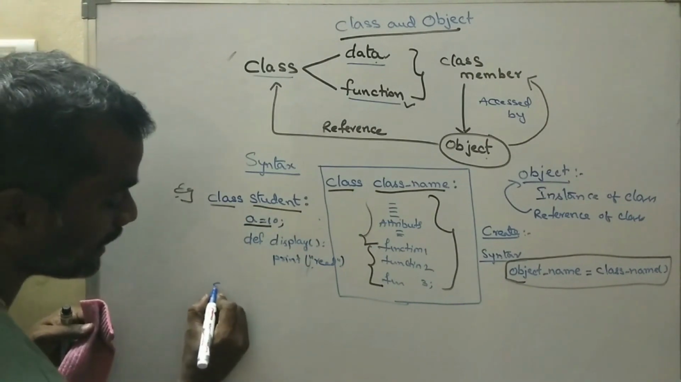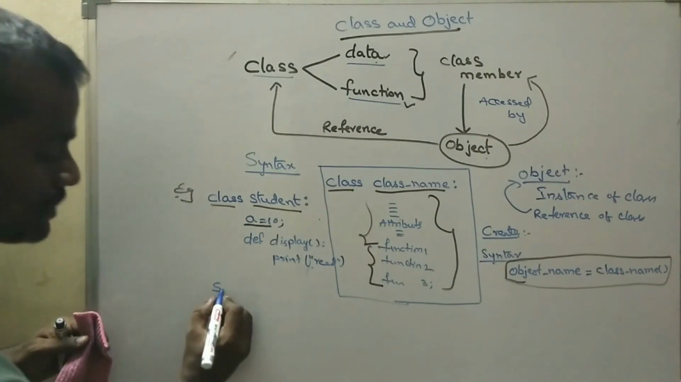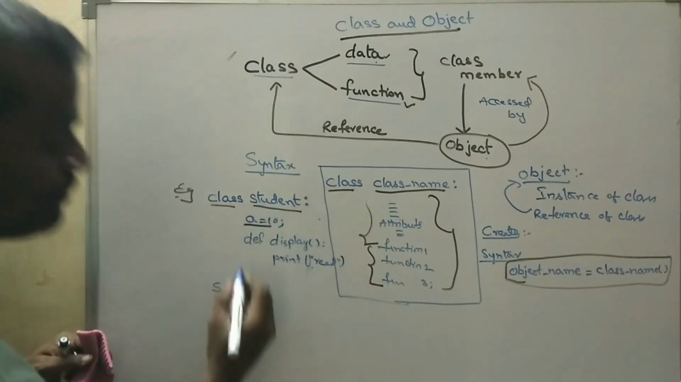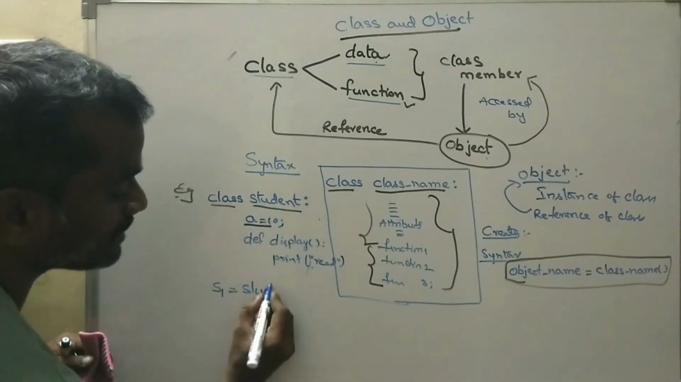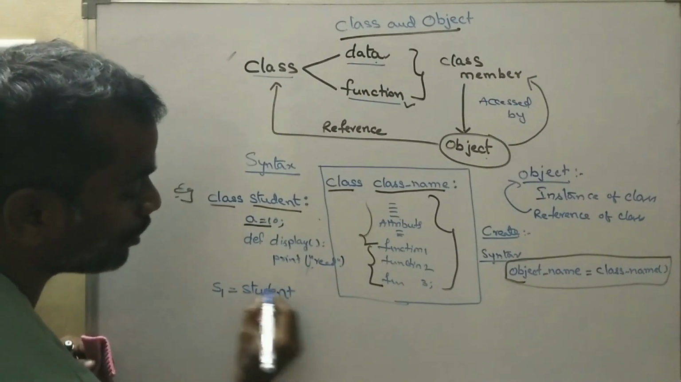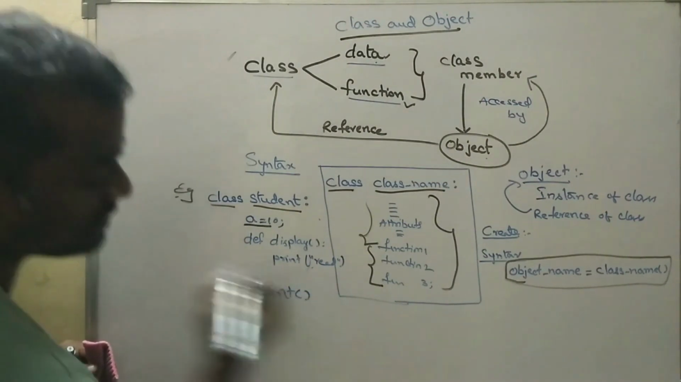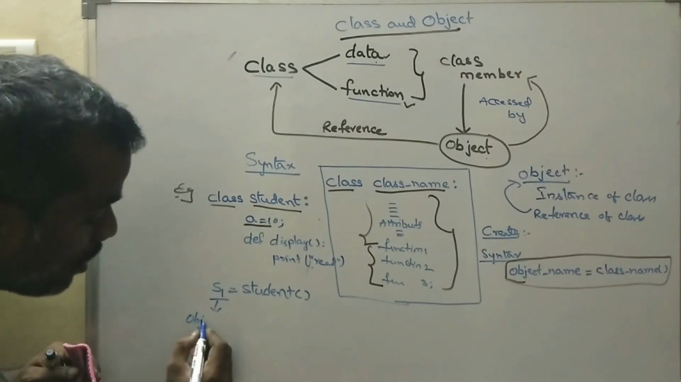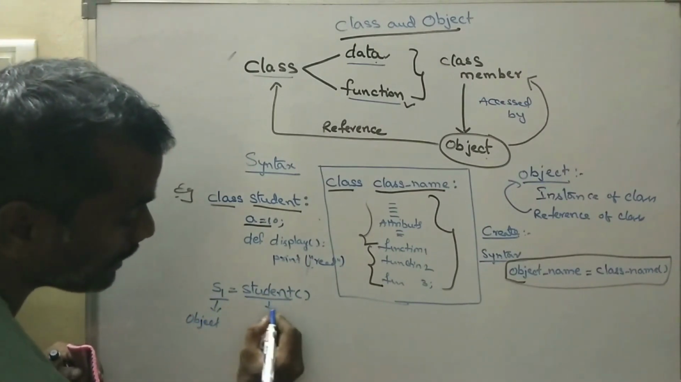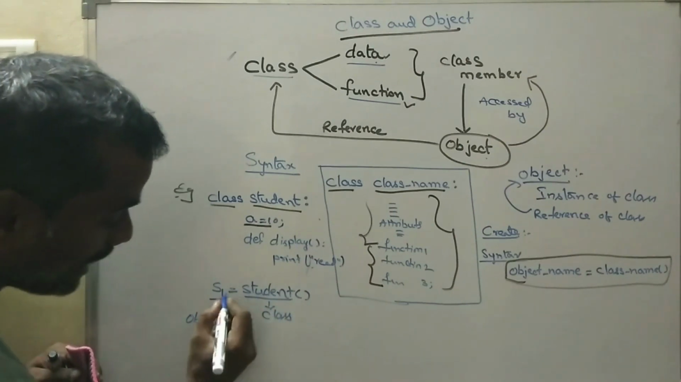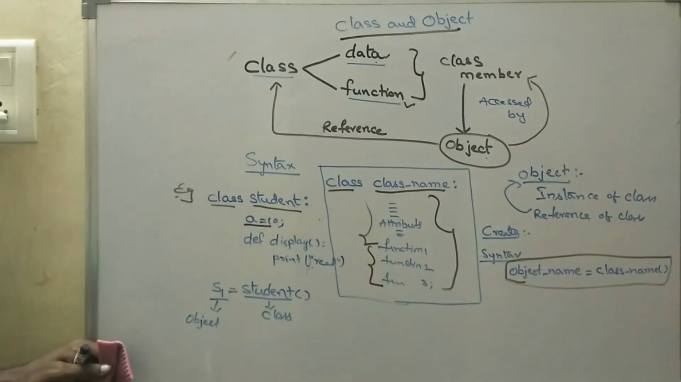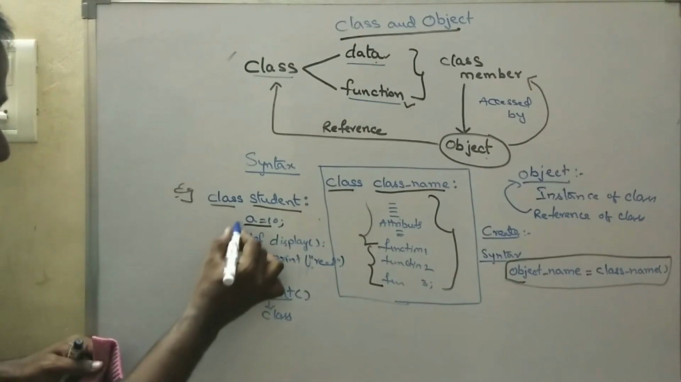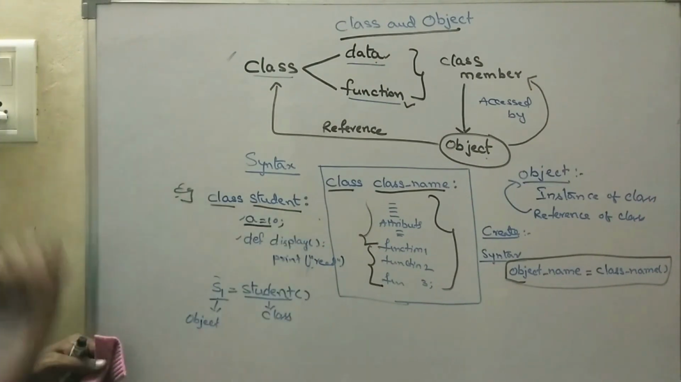Suppose the object is, my wish, s1 is my object name, equal to, what is the class name? Student. The class name is Student, followed by the parentheses. Now s1 is the object, and Student is the class name. For this class I can create the object. Now what is the need of this object? By using this object I can access the members of the particular class.